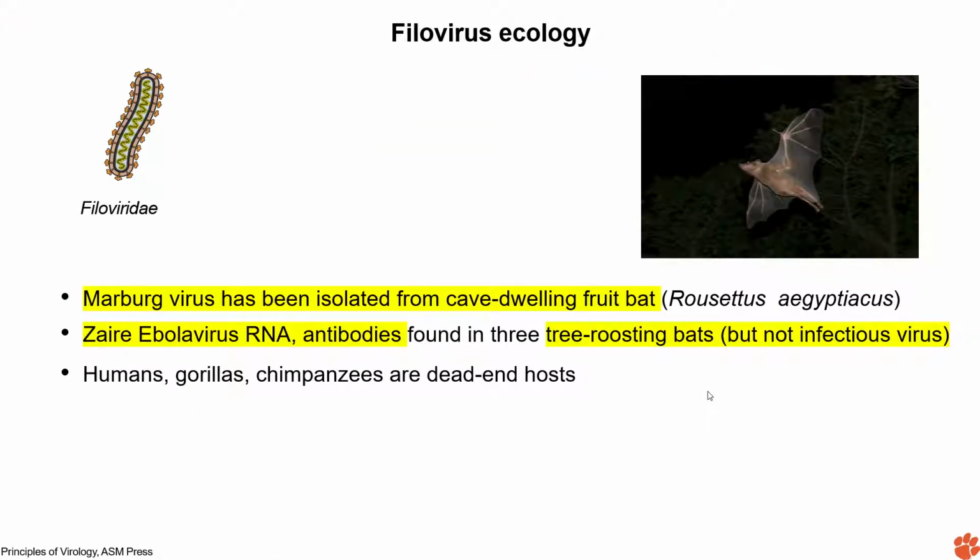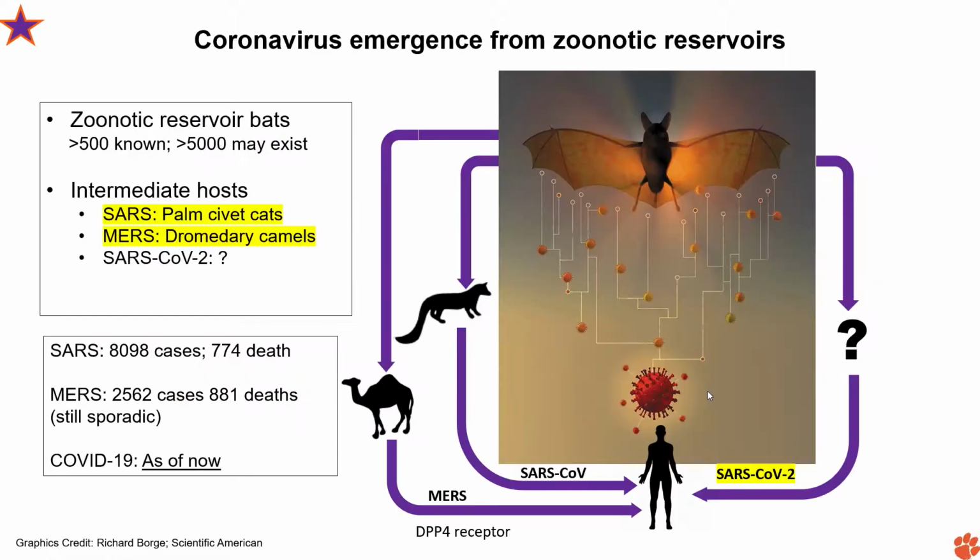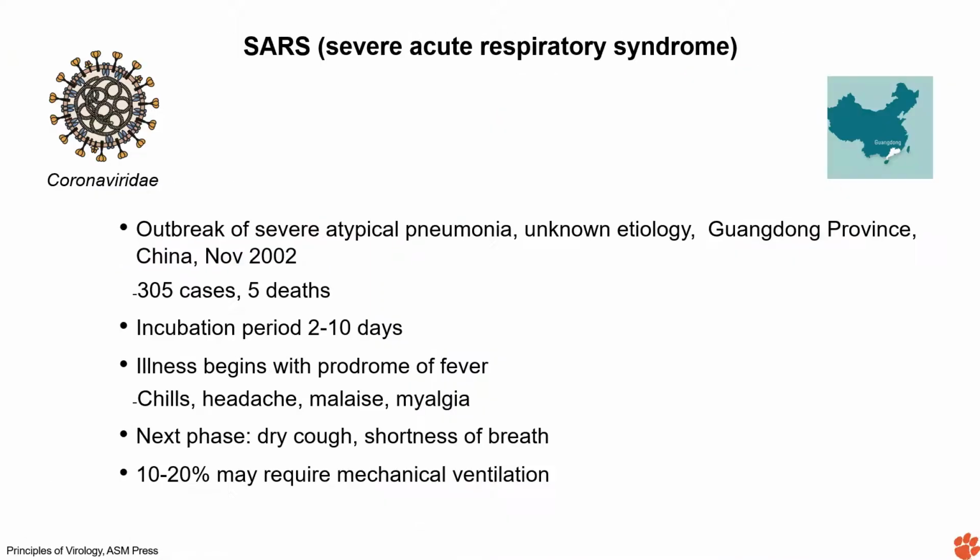All right, so here is the zoonotic reservoir for the coronaviruses. We know the palm civet cats and dromedary camels for MERS, so know those. As of now, we do not know it for SARS-CoV-2. It's just the basic idea of what those hosts are, so just remember those.